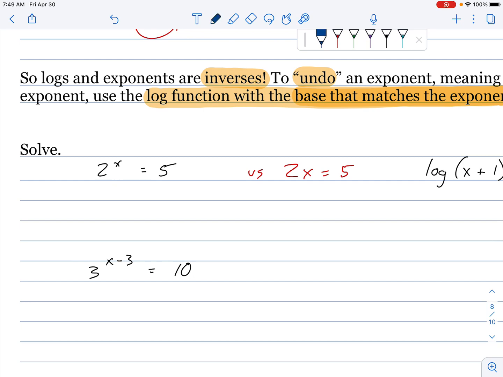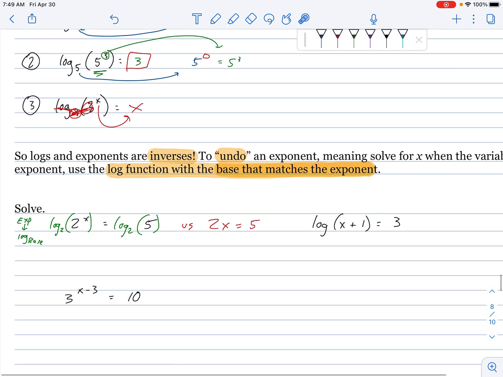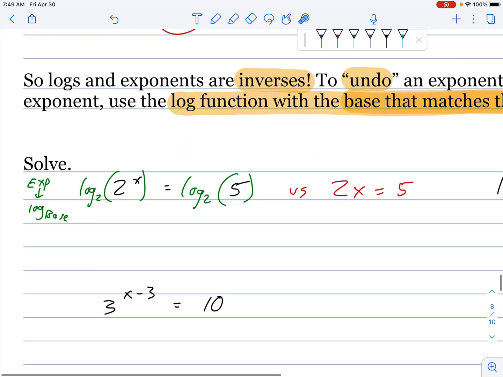How do I get it down from up there? Well, since that is an exponent, I want to do the opposite, the inverse of an exponent, meaning log with the same base. So if I log 2 to both sides, just like if I divide both sides by 2 or multiply both sides by 3 or square both sides, same idea where I want to log 2 both sides. And when I do that, just like we saw up here, if the base matches this base, that power is what comes out.